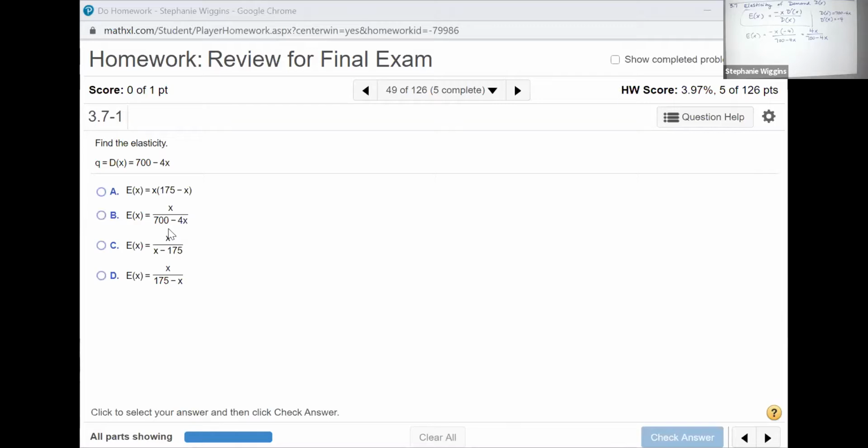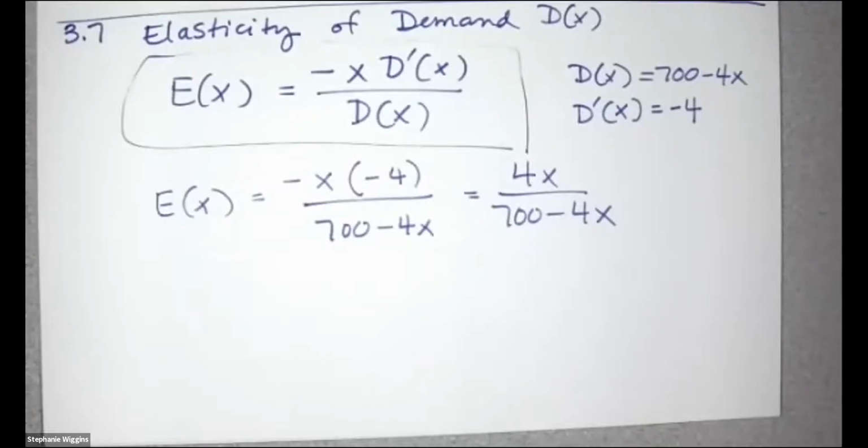let's see here. It looks like they reduced it. That's what it looks like to me. So I don't have it in the correct format. Now be careful, because look here, my first impulse was to select this one because I saw the 700 minus 4x in the denominator, and mine has a 4 in the numerator, so I know that's not the correct one. So I'm going to go back and then simplify this.